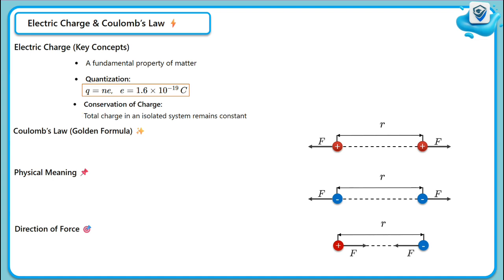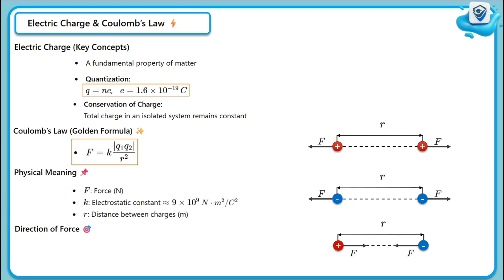Now, let's move to Coulomb's law. Coulomb's law is given by F equals K times the absolute value of Q1 Q2 divided by R squared. In equation form, F equals K times Q1 Q2 over R squared. Here, F is the force between the charges. K is a constant, approximately equal to 9 times 10 to the power of 9. And R is the distance between the 2 charges.